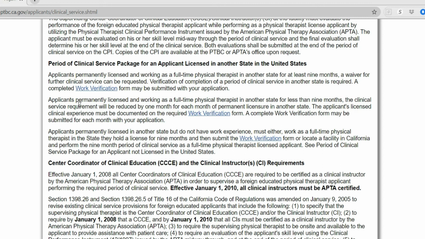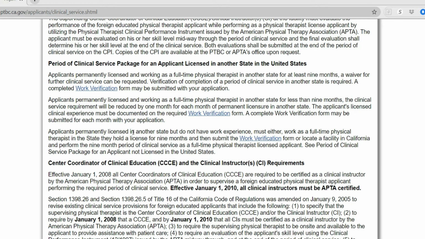Applicants permanently licensed and working as full-time physical therapists in another state for less than 9 months, the clinical service requirement will be reduced by 1 month for each month of permanent licensure in another state. The applicant's licensed clinical experience must be documented on the required work verification form. A complete work verification form may be submitted for each month with your application.